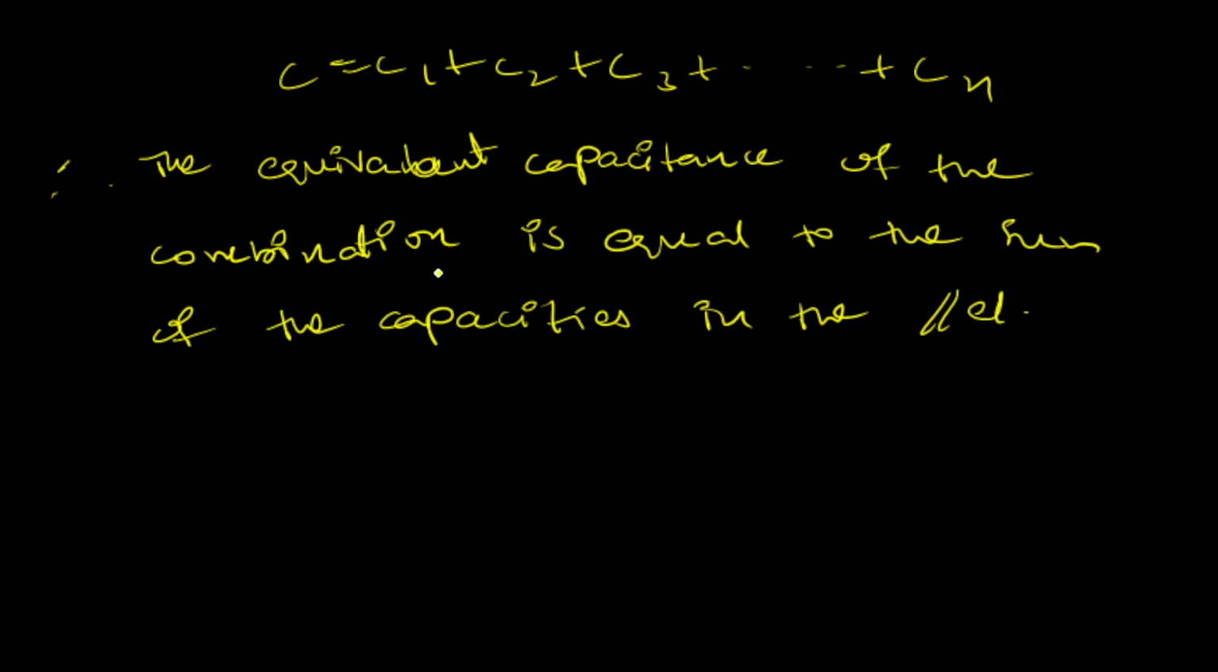Look, equivalent capacitance is nothing but the sum of all the capacitances. What is the capacitance of capacitor C1? C1. Capacitance of C2 is C2. If we sum all of these, we get the equivalent capacitance value. This is for parallel combination.